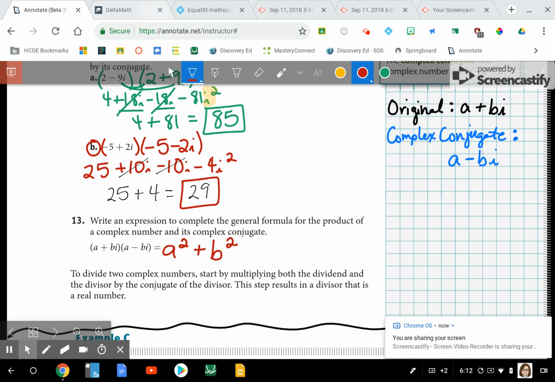Next, you will move into Delta Math and do practicing with add, subtract, and multiply complex numbers. Let me know if you have any questions.